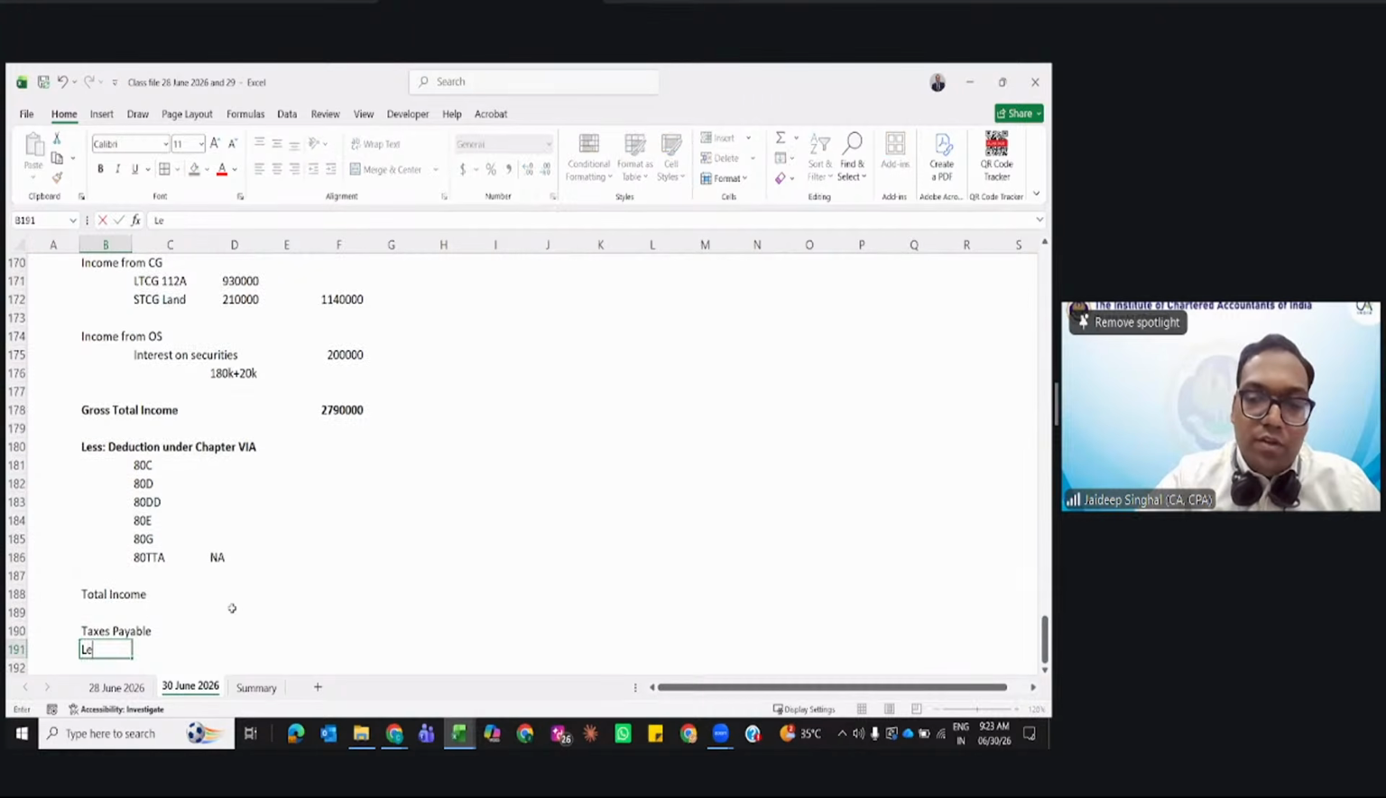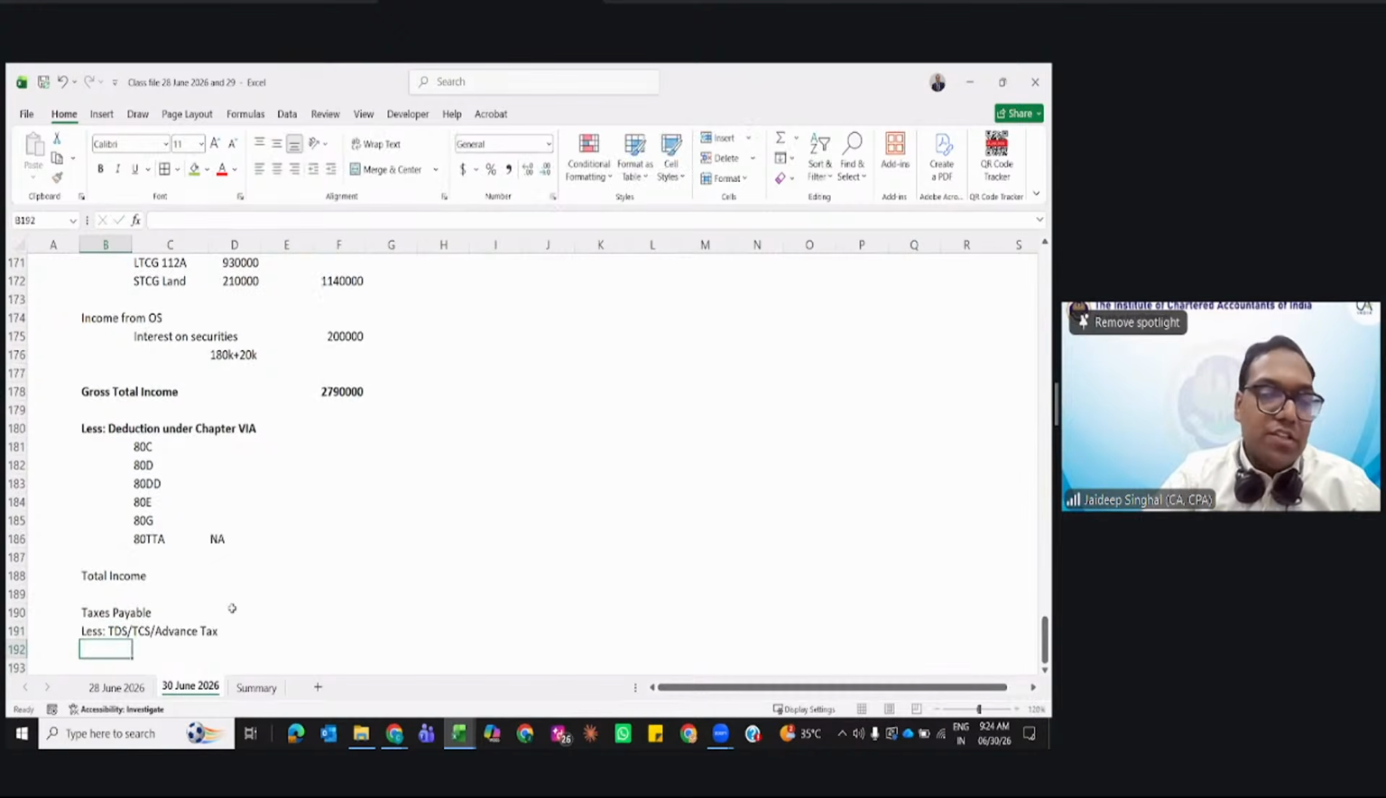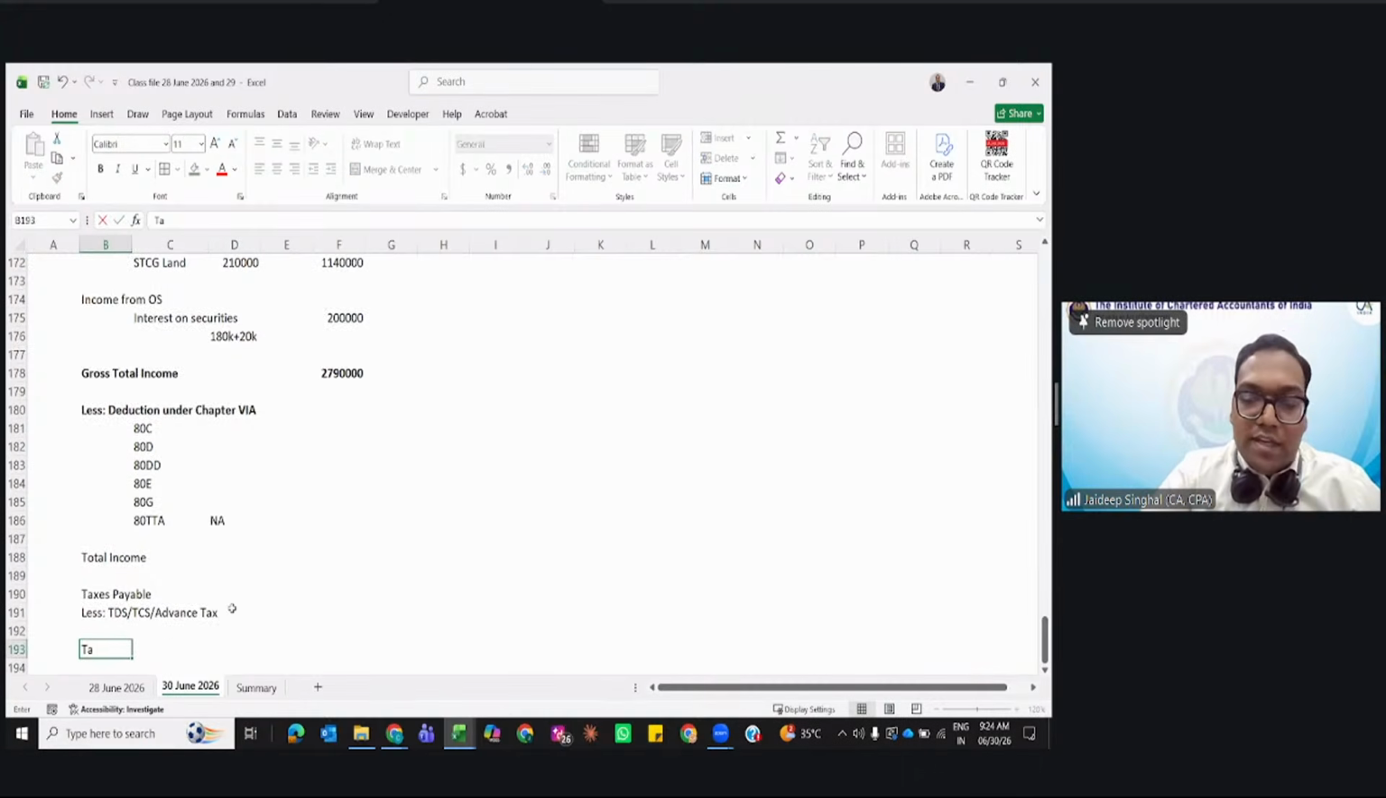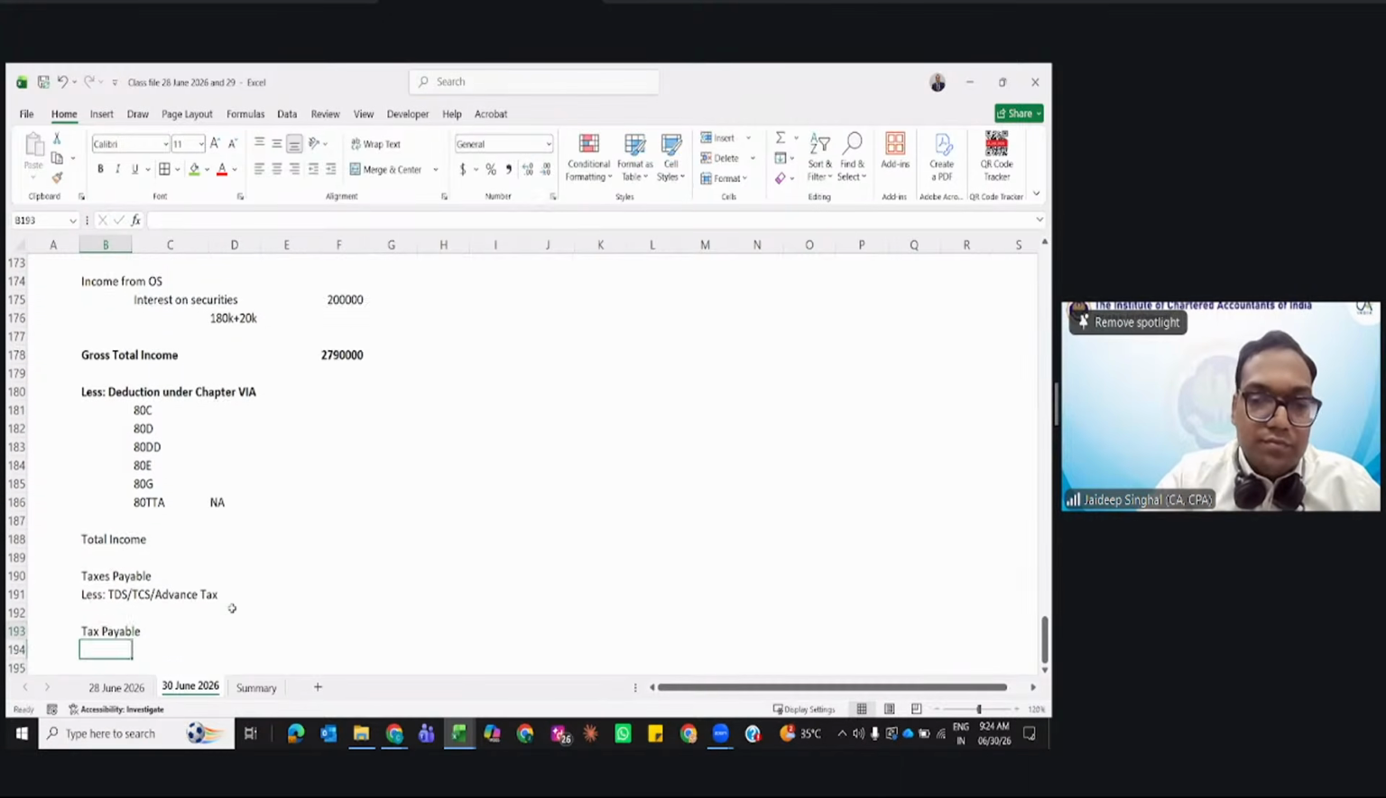And from this, we reduce any taxes that have been paid. There is a concept of TDS, TCS, and advance tax that we will discuss in subsequent lectures. Then we calculate the net tax payable. That is the entire tax computation we do.